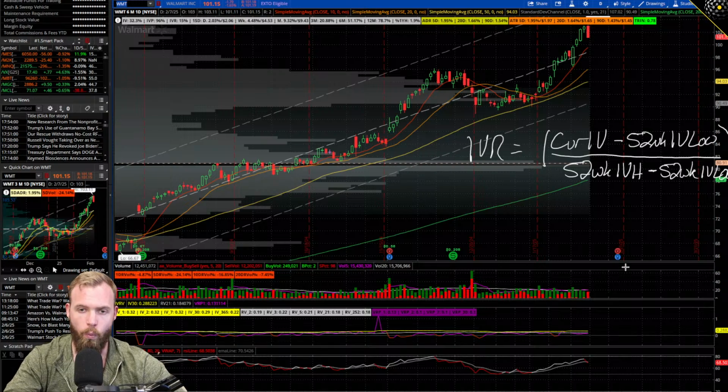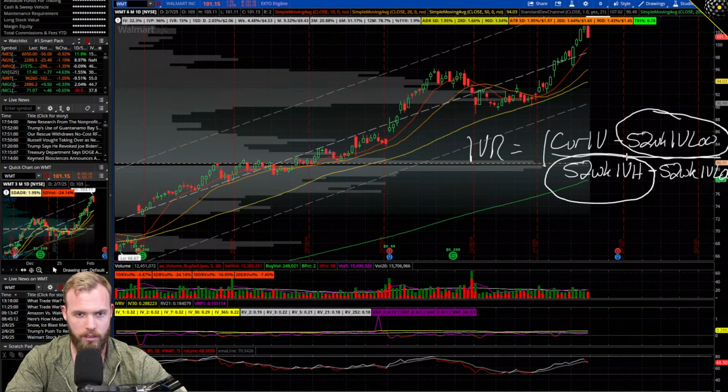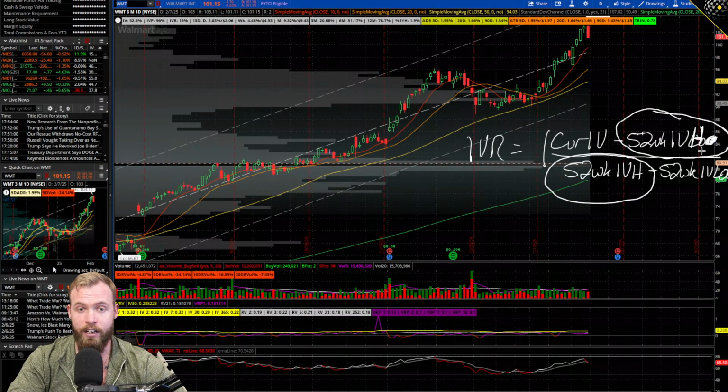So the reason why I do not like implied volatility rank is because it anchors off of these extremes, this and this. And that anchoring is a massive, massive problem. Oh, my bad. I just realized that this should be high. This is 52-week high, not low. I was wondering why that looked weird. So it anchors off of the extremes. So then it completely removes the nuance.